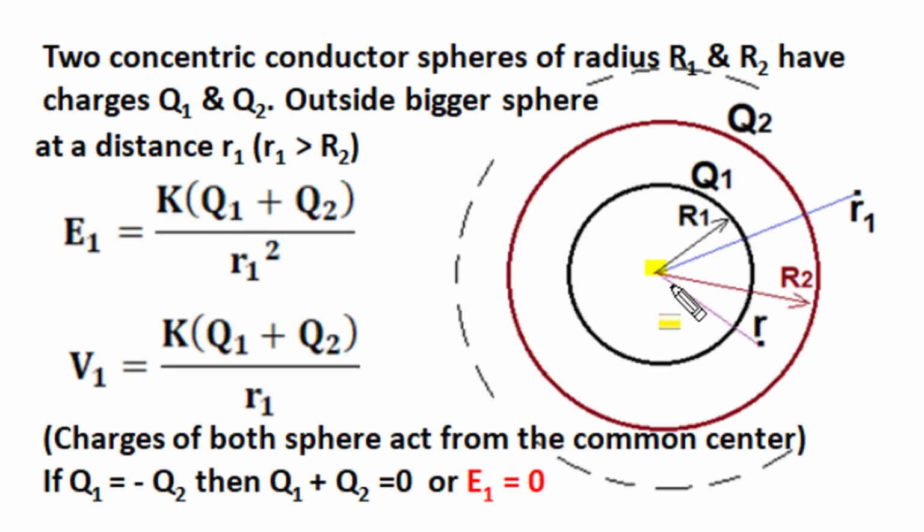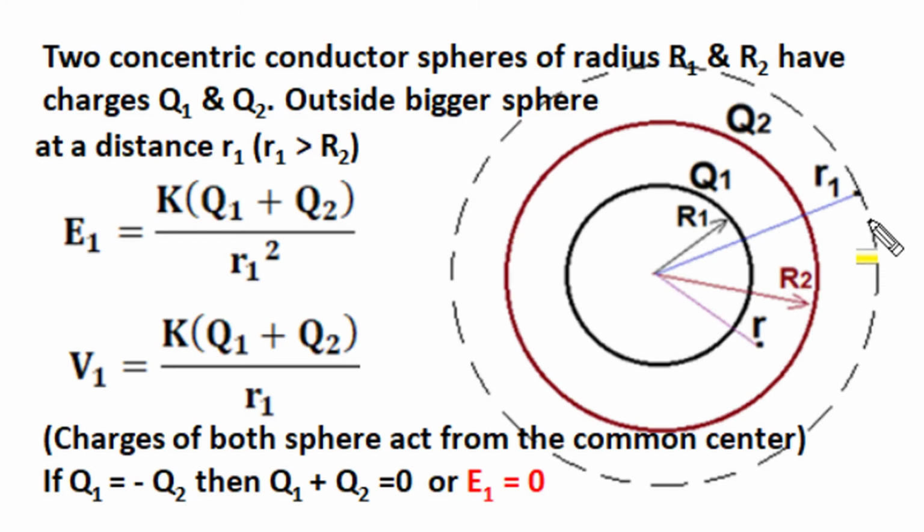Two concentric charged conductive spheres have radius capital R1 and capital R2, and they have surface charge capital Q1 and capital Q2 respectively. We have to find the electric field at a position external to both spheres, that means at a central distance R1 which is greater than the radius of the second sphere, and at another point which is in between two spheres, where this R is greater than the radius of the small sphere R1 and less than the radius of the bigger sphere.